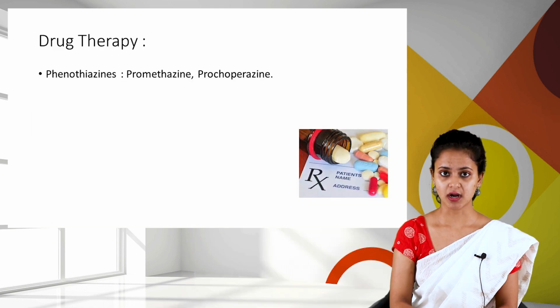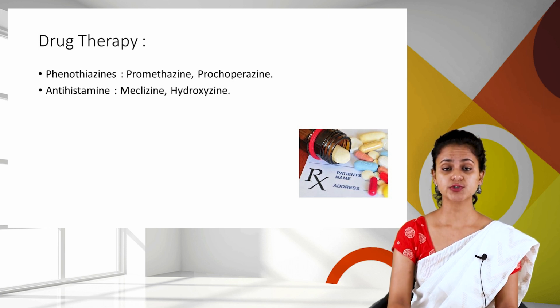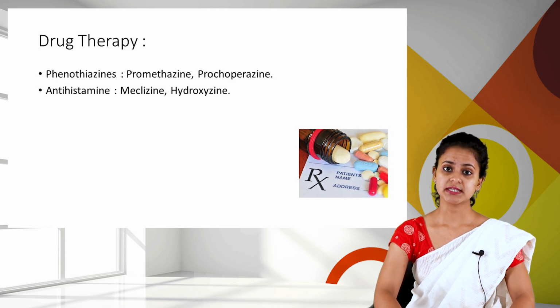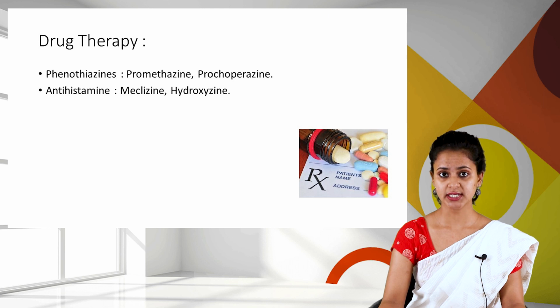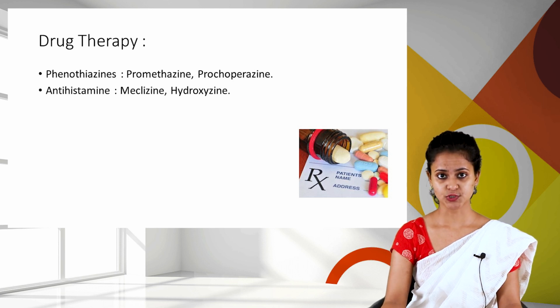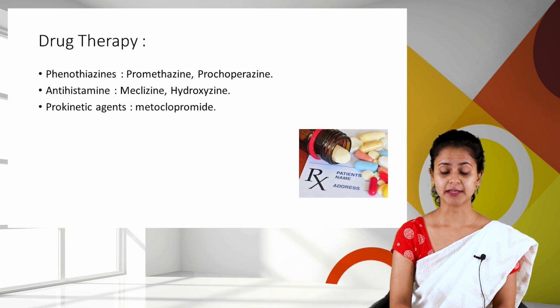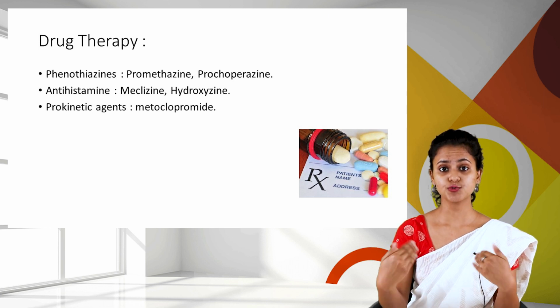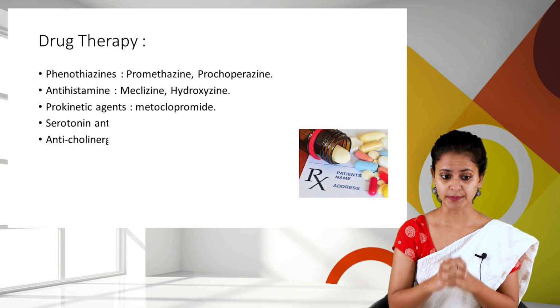Next, the therapies definitely include the usage of many pharmaceutical agents. The most commonly used pharmaceutical agents are phenothiazines. An example of phenothiazines is promethazine, which is often used to manage vomiting episodes. Next, we have a group of drugs known as antihistamines. Here, hydroxyzine is often used to manage the symptoms of vomiting. Prokinetic agents like metoclopramide are often used for the client to manage the symptoms of vomiting.